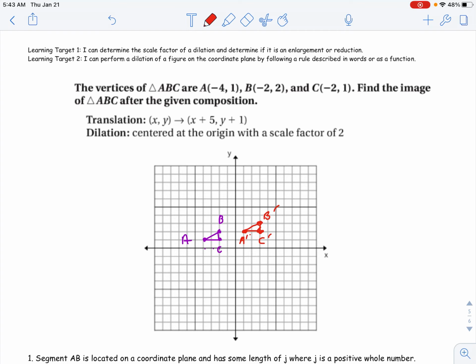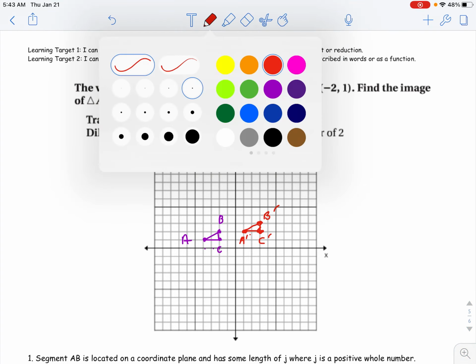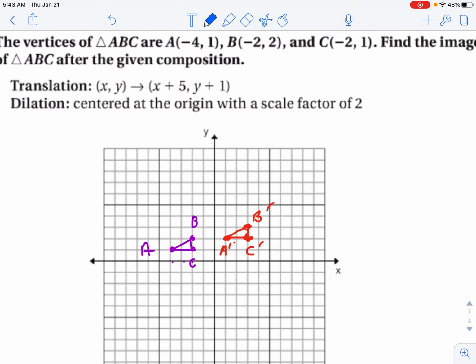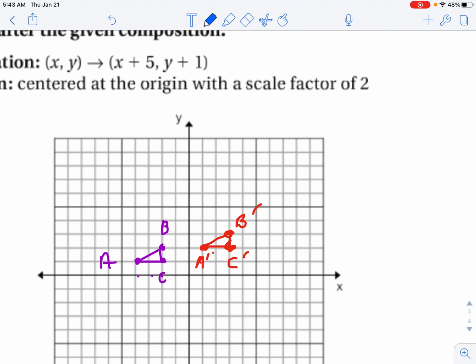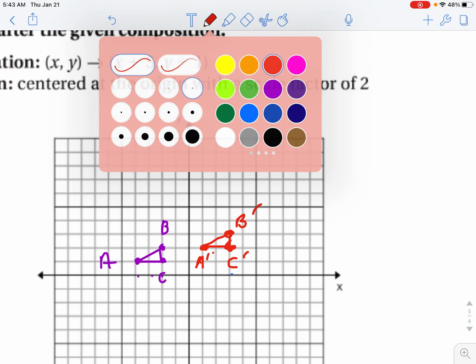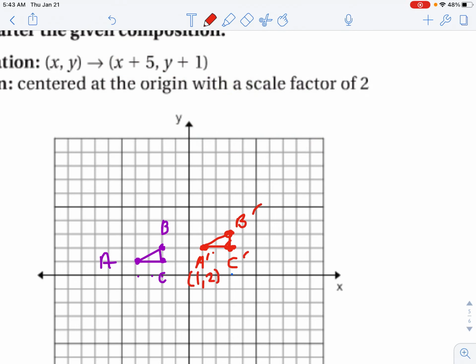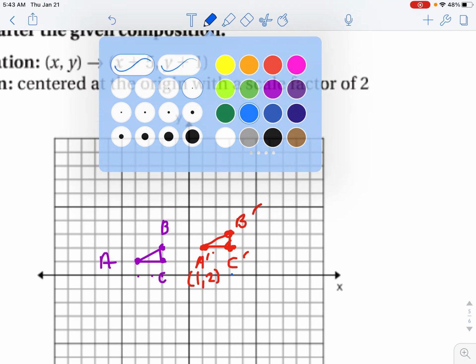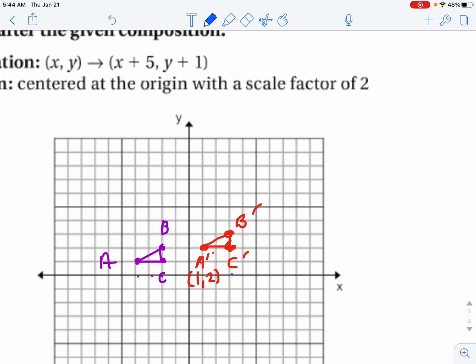Now we're going to dilate it with a scale factor of 2. Alright, so A is at 1, 2. I didn't write down the coordinate, but it's at 1, 2, so now it's going to be at 3, 6. Or excuse me, I brain farted. Let me write this down. 1, 2. Alright, so that means A prime, the scale factor is 2. For some reason I thought it was 3. It's going to be at 2, 4.